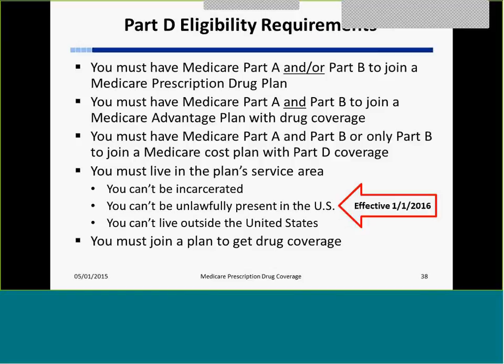I could join a standalone prescription drug plan, or I could get it built into my Medicare Advantage. I have Medicare A and B to join a Medicare Advantage plan, but if I just get it standalone, I only need A. You must live in the plan's service area, and I like that. You can't be incarcerated, and you can't be unlawfully present in the United States. So illegal aliens cannot get a Part D plan.